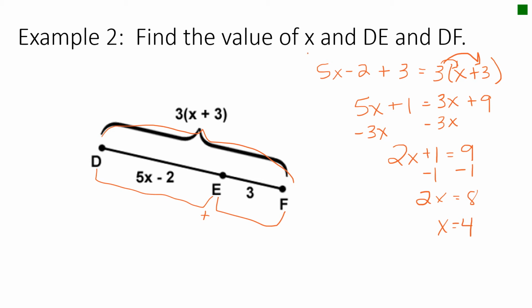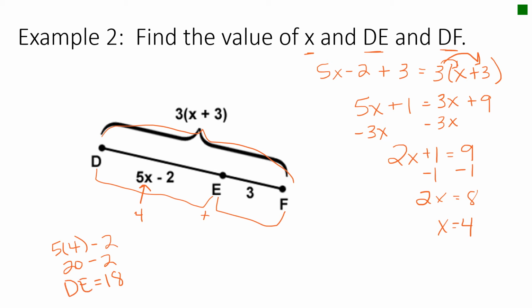4. But I didn't only have to find x. I have to find DE and DF. So plugging in for DE, I know what this x is. I can plug the 4 in for the x. So I'm going to take 5 times 4 minus 2. 5 times 4 is 20. 20 minus 2 equals 18. So now I know that DE is 18.